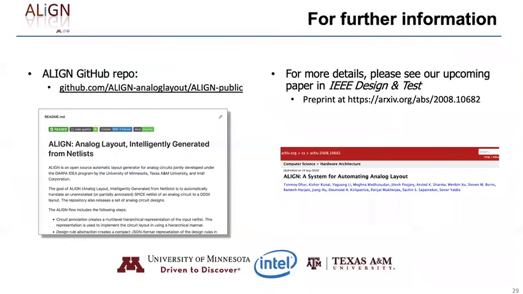We invite you to explore this further. Please visit the ALIGN GitHub repo. The website is shown over here. Play around with it. There are some examples that you can use. We also have more details in our upcoming paper in IEEE Design and Test. There are links from that paper to other papers that provide more details. The paper is currently in press and uploaded at arXiv.